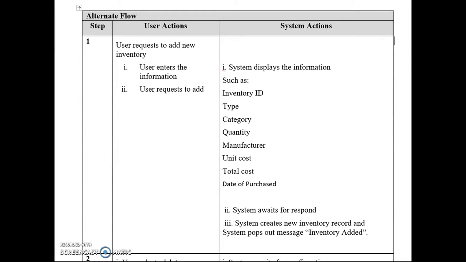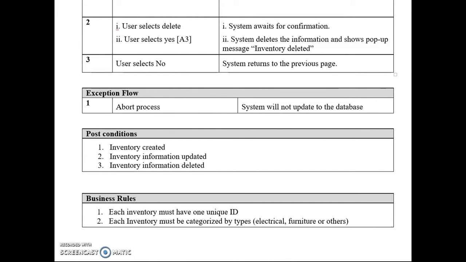First one is add new inventory, which is the alternate for step 2. In this flow, system displays a form to fill up. User needs to fill up those forms and request to add. System will add the information. Another alternate flow is delete for step 4. In this flow, user shall delete information.